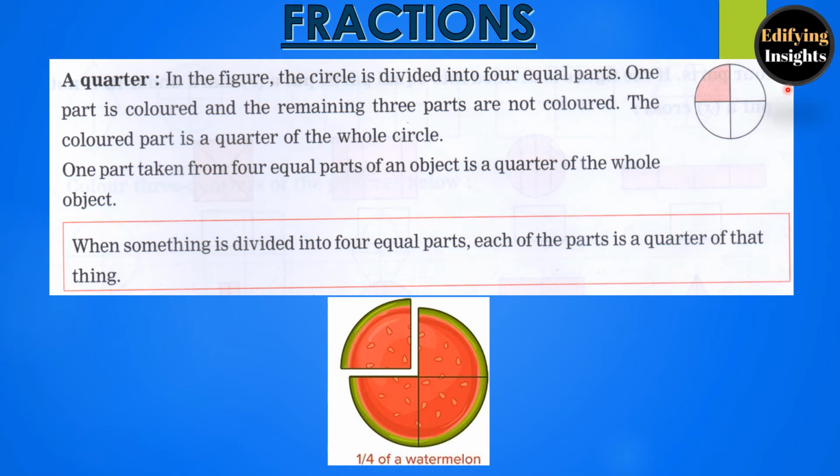In the figure also, the circle is divided into 4 equal parts. One part is colored and the remaining 3 parts are not colored. The colored part is a quarter of the whole circle. One part taken from 4 equal parts of an object is a quarter of the whole object. When something is divided into 4 equal parts, each of the parts is a quarter of that thing.